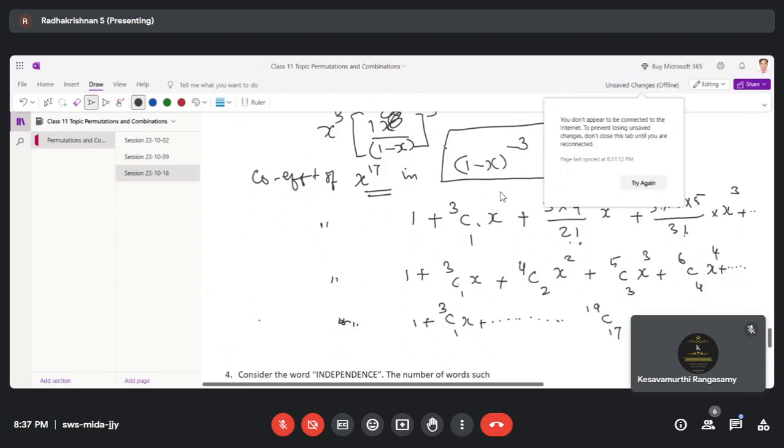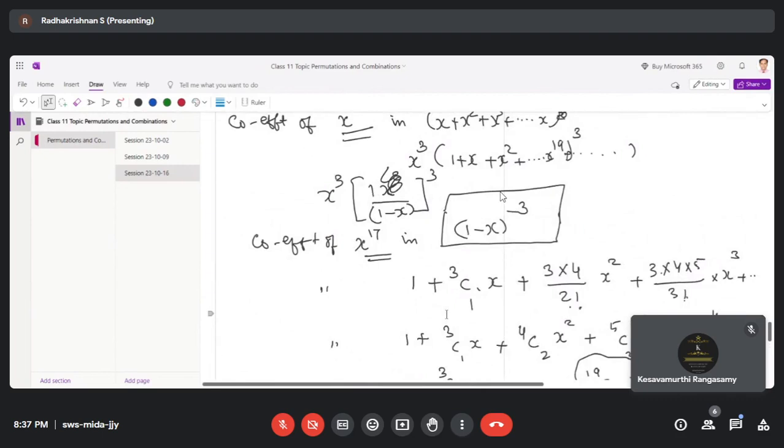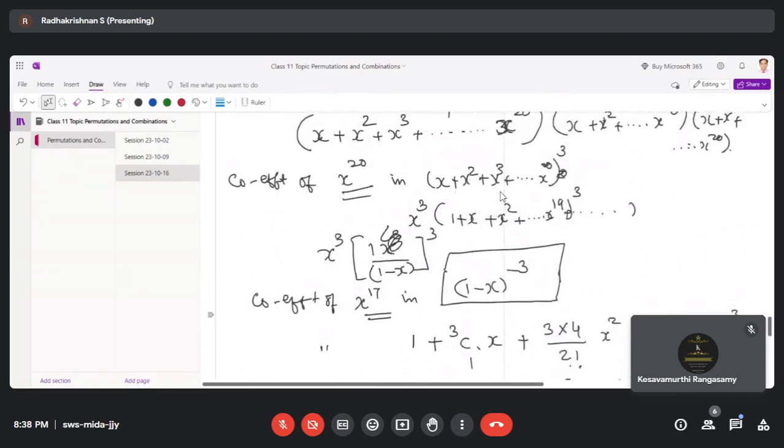In the 17th term, this number would have become 16, this number would have become 17. So this is your coefficient of x power 17. So this is the answer that we want. Therefore, the number of ways is 19c17, which is same as 19c2. Okay. So this is a useful method that you can apply.